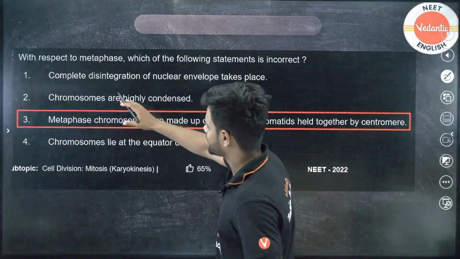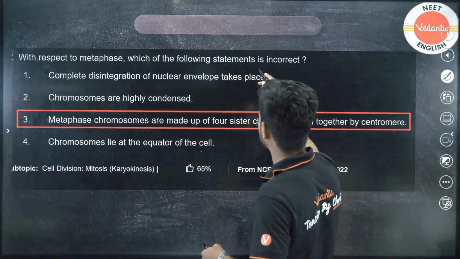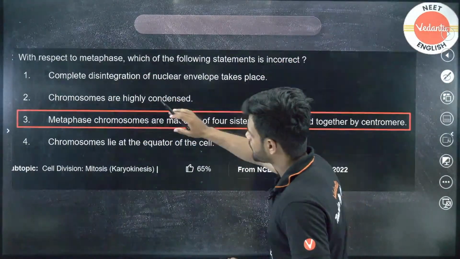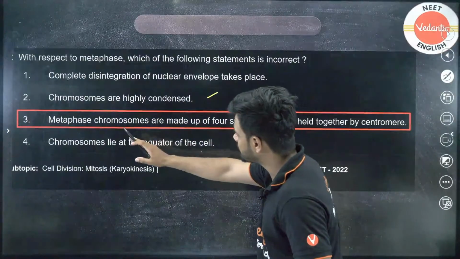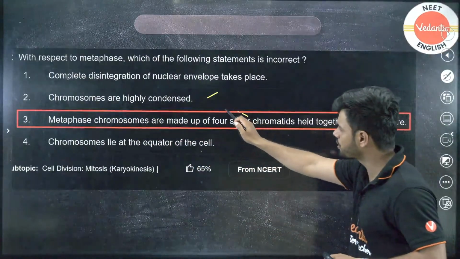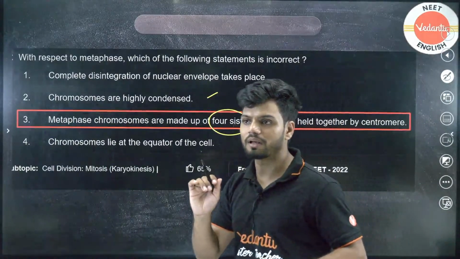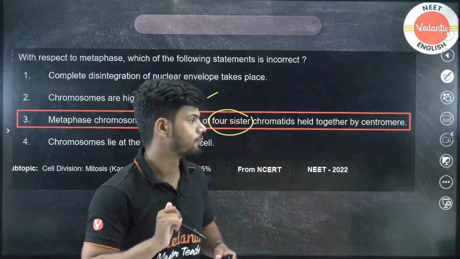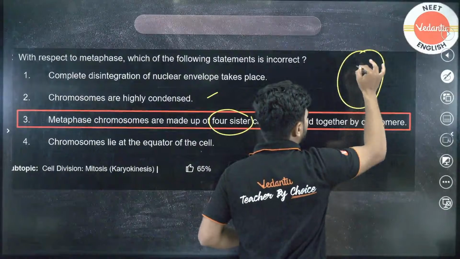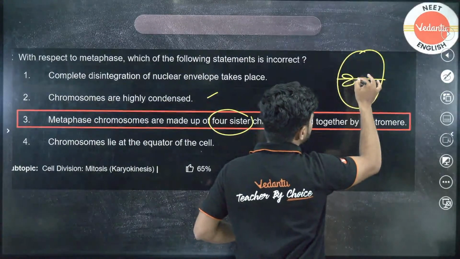Oh, I showed the answer. Okay. Complete disintegration of nuclear envelope takes place. Correct. Chromosomes become highly condensed. Yes. Metaphase chromosomes are made up of 4 sister chromatids. No. They're made up of how many? They're made up of 2 sister chromatids. All of you remember, right? Metaphase plate, we have 2 sister chromatids.